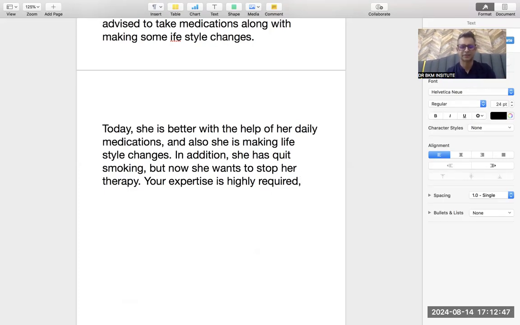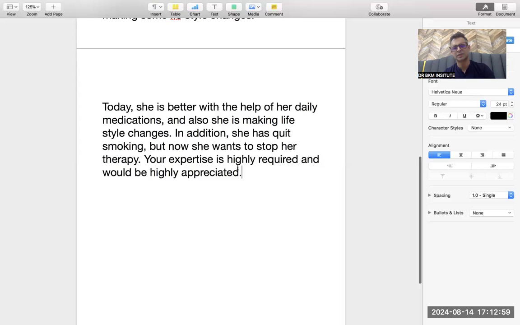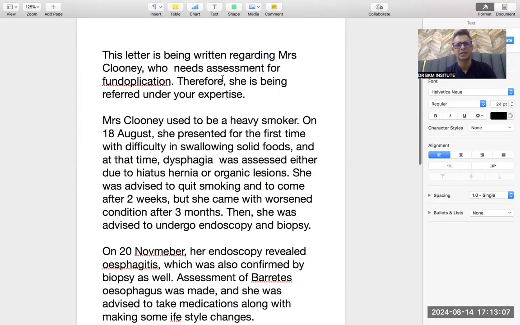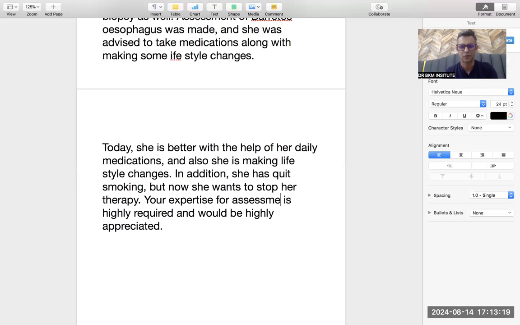And would be highly appreciated, if I want to write, and would be highly appreciated. Whatever, again, small changes I can make. So this further makes it better. In addition, she has, but now she wants to stop it. So your expertise is highly required. Simple. Or if you want to repeat this line as well, for assessment of fund application, then you can say, but now she wants to stop her therapy. Your expertise for assessment of fund application.